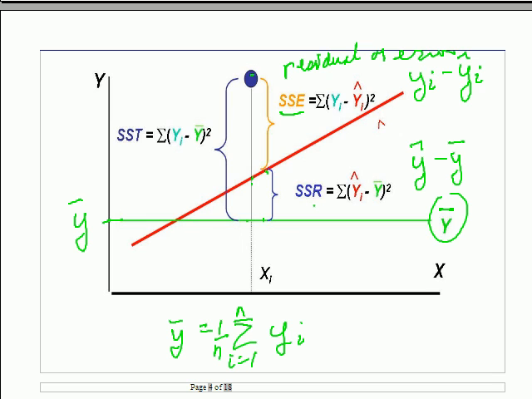Okay, SST, T for total. I'm going to take the data point down to the mean. How far is each data point off the average? And obviously you can see these distances add up. The total here is the sum of from the data point to the line, line down to the mean, data point down to the mean.